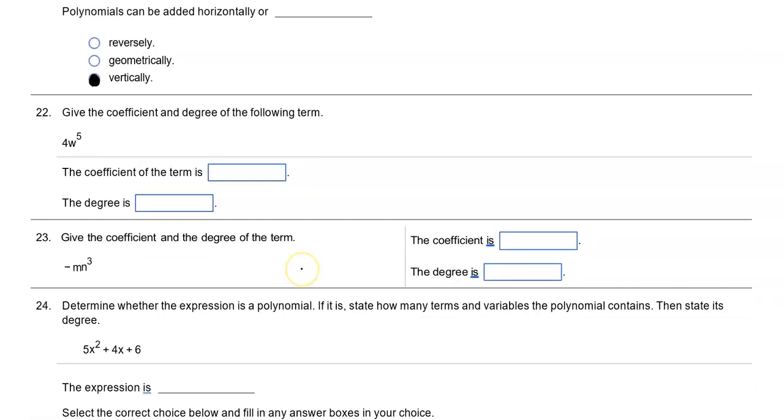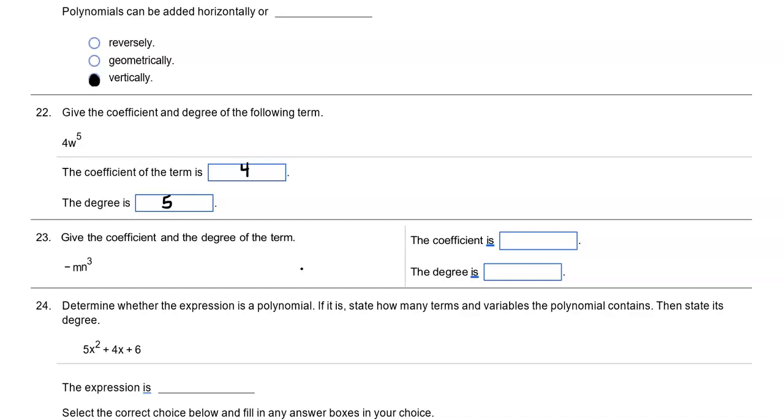Give the coefficient and degree of the following term. 4w to the 5th power. 4 is the coefficient of the term, that's the numerical coefficient, and the degree of the term is 5, since 5 is its exponent.